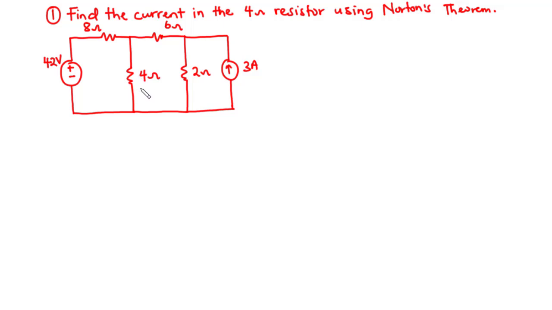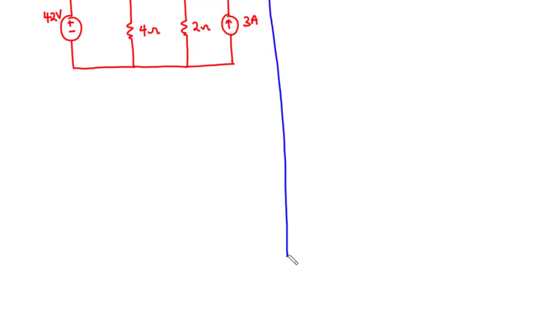Now with Norton's theorem, the first thing we need to do is to remove the resistor we want to find the current flowing through. Then we mark the terminals and replace it with a short circuit current we call IN. So let's do that. We are going to redraw the circuit, remove the resistor, and replace it with a short circuit current IN.